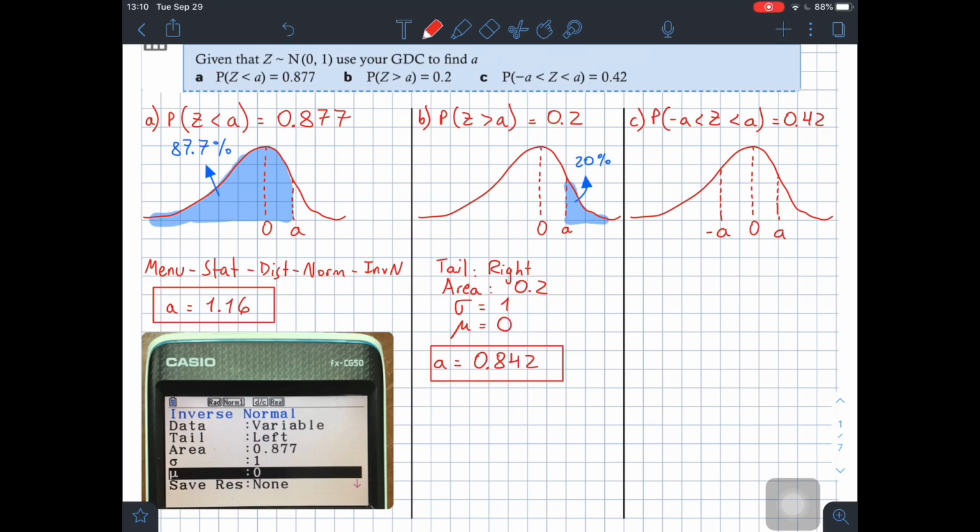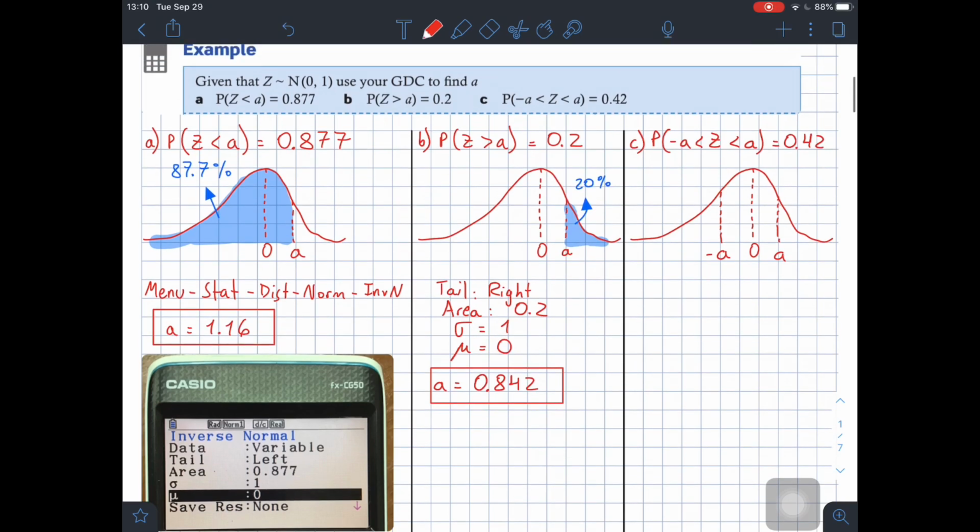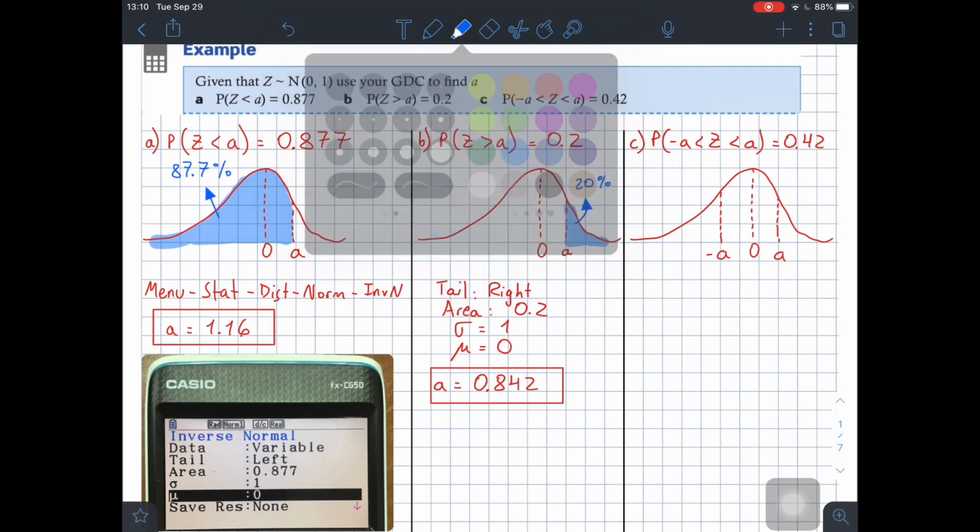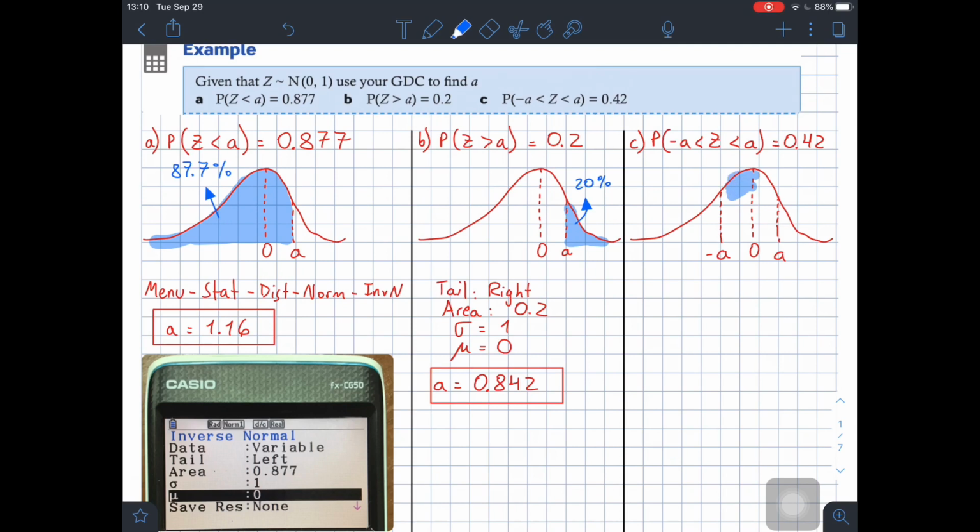Theoretically, the distance between the mean and negative A and A should be the same, right? Because we're talking about the same value A. That's why this distance over here must be equal to this distance over here, but we're just doing a sketch, so it doesn't matter much for the sketch. So basically what we're saying is that the probability in between these two values, which is all of what we have in the middle, this shaded region over here, is the one that should be equal to 42%, right?